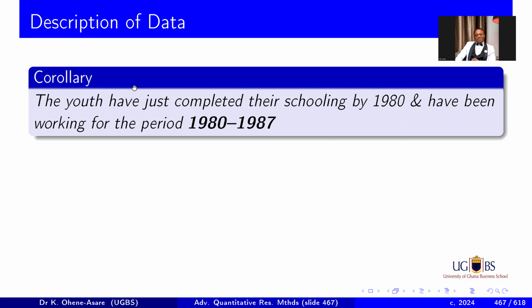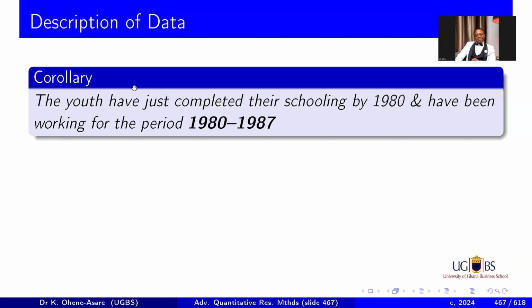Somebody is sitting down. The person was wondering, what is the time period? 8 years. Is 1980 part of the years? Yes, it's part of it. Before you can get the 8, then it should be part. Good. And these are youth. They've just completed school. By 1980, all of them have completed school.